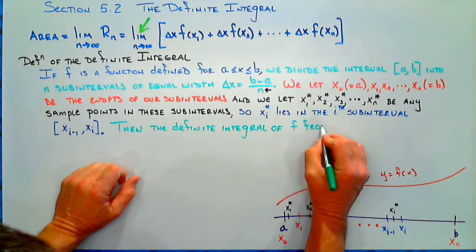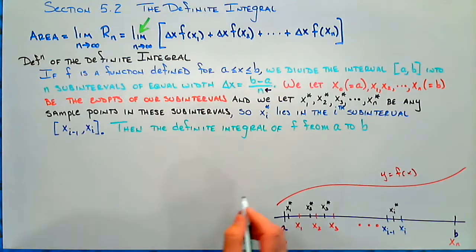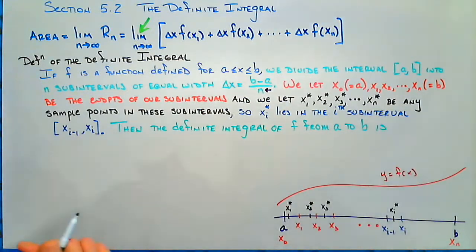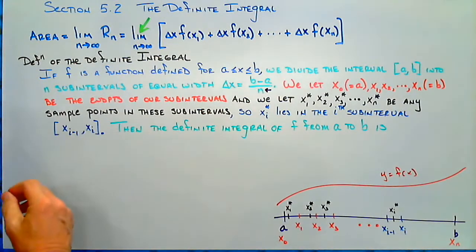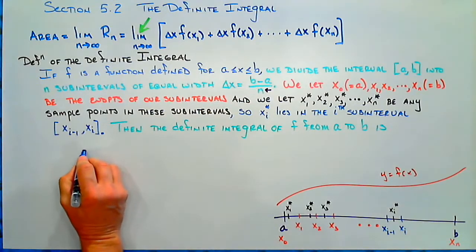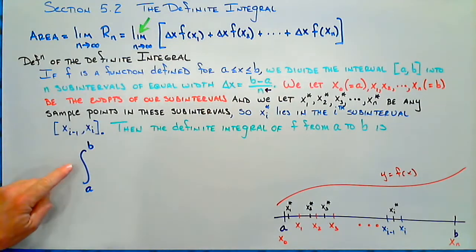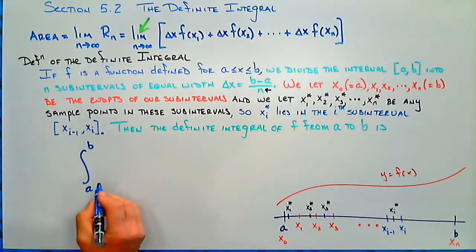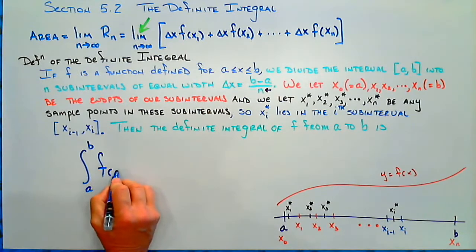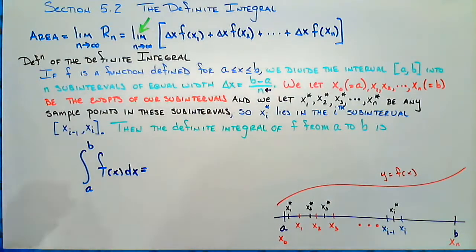Then the definite integral of f from a to b is. And this is our notation. Okay, this is our notation. So we'll write this in a bolder pen. We write the integral. Well, let's just write all the symbols down and then we'll learn how to say it. This is our symbol for the definite integral. Right? This is our symbol.